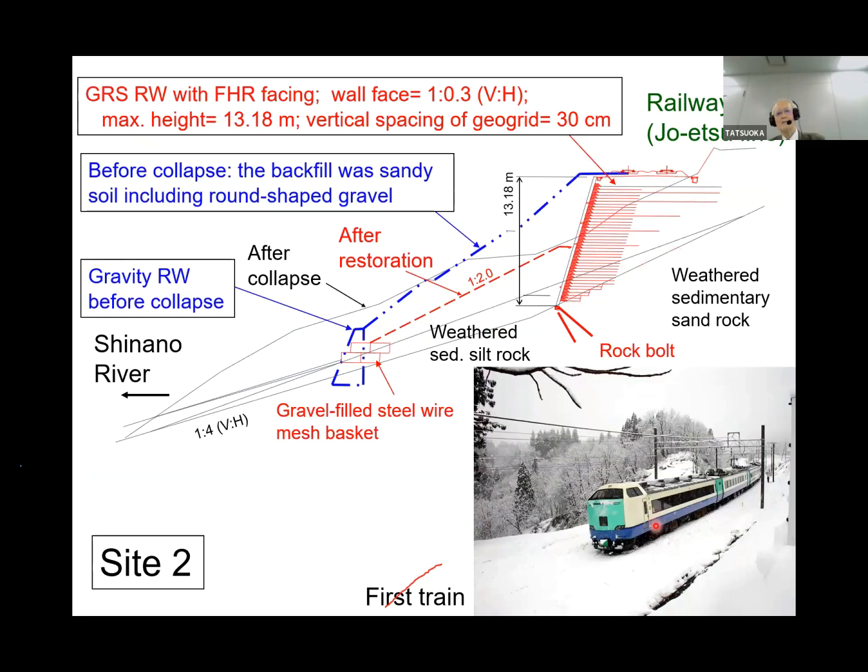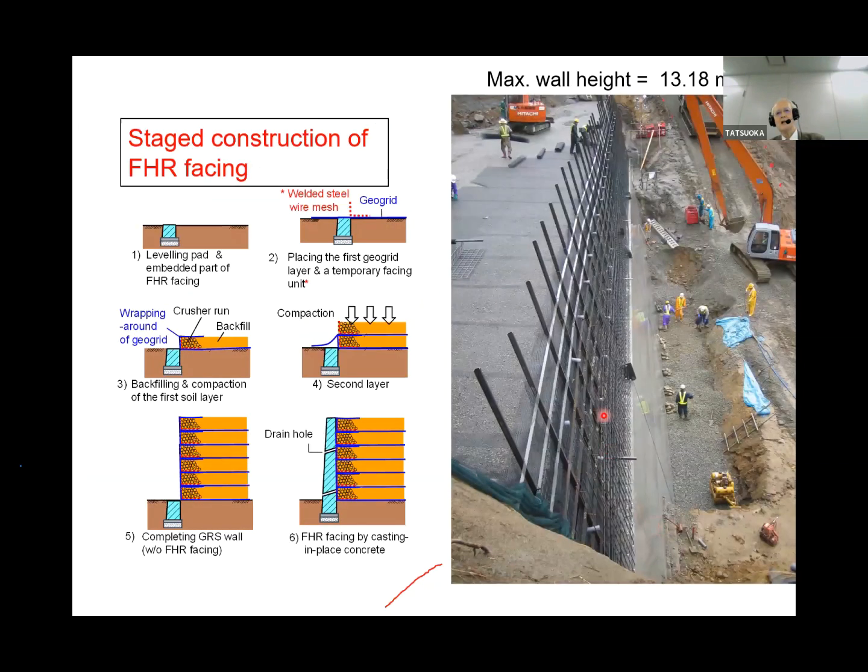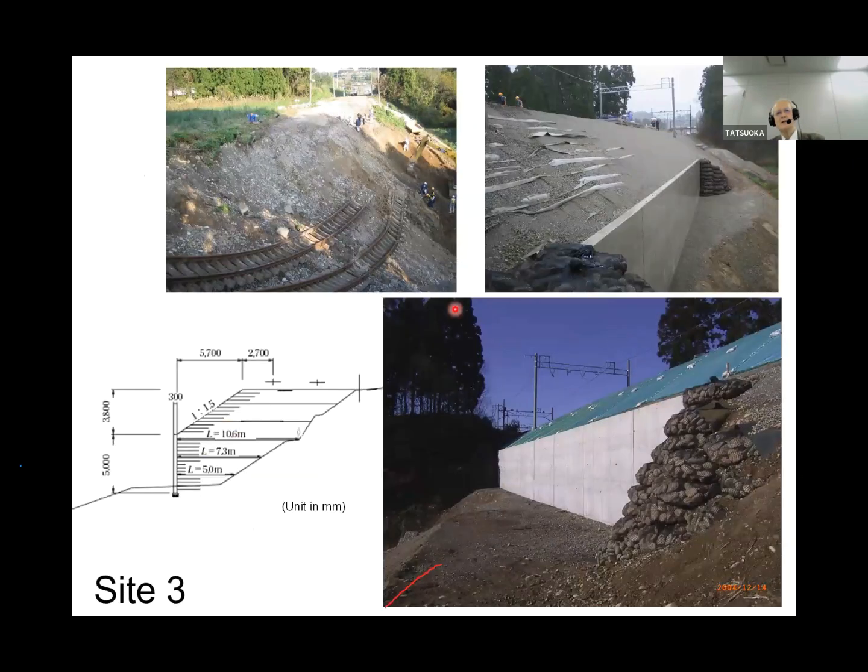This is the first train. This is during reconstruction. And the height is about 13 meters. So this is another site. You can see the collapse of the embankment. The railway track has slid down. This is the completed one.